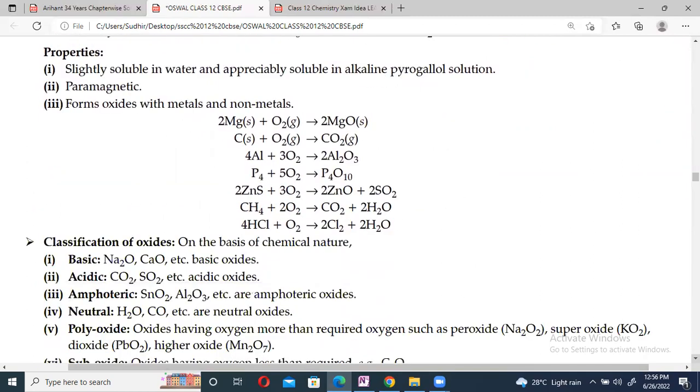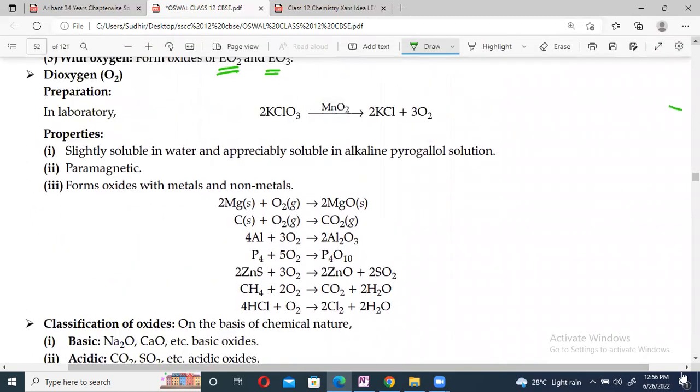Now, dioxygen preparation. O2 can be prepared by decomposition of potassium chlorate. It is given in NCERT also. Properties: slightly soluble in water, paramagnetic, forms oxides with metals and non-metals: magnesium and aluminum metals, carbon and phosphorus non-metals, and compounds like ZnS, CH4, HCl. They all have a tendency to combine with oxygen to form their corresponding compounds.